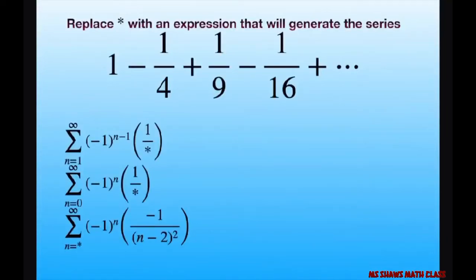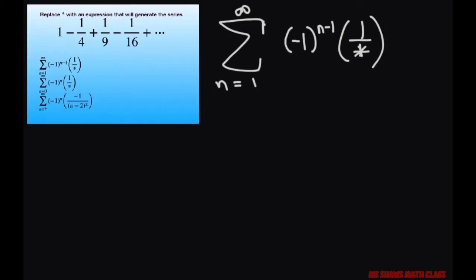One, we're going to replace star with the expression that will generate the series 1 minus 1 divided by 4 plus 1 divided by 9 minus 1 divided by 16 plus dot dot dot. And we have three problems we have to do. So here's the first one. Here's your star. We're trying to find that.